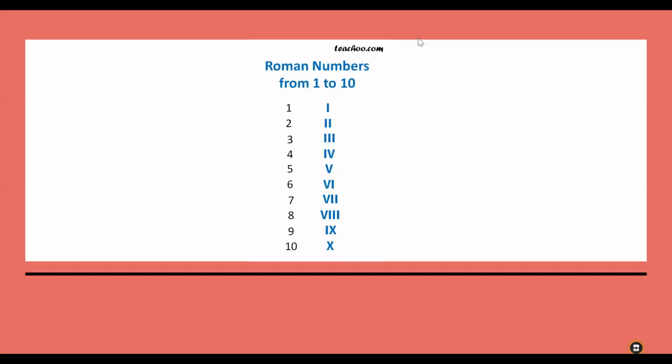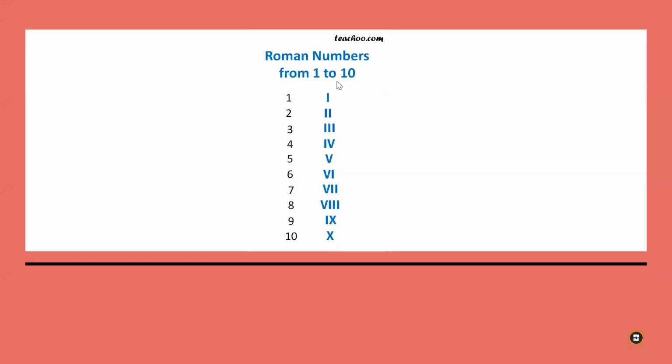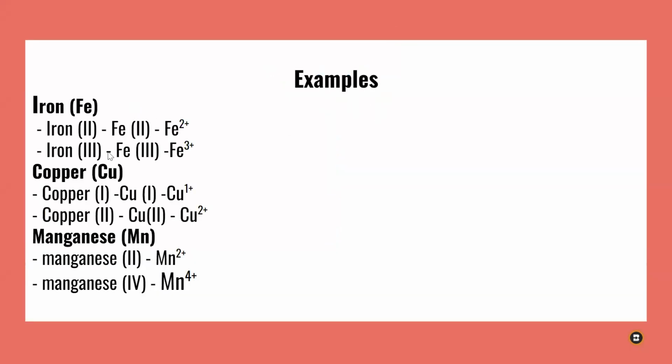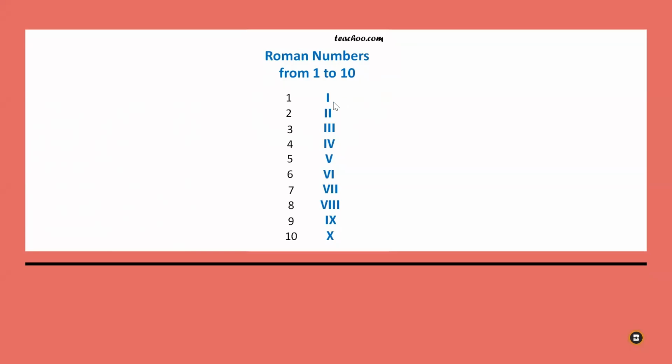Okay, so let's look at Roman numerals. When we write a compound, we want to know the cation. We can look it up for main group elements only. Only for the main group elements can we predict the cations or anions. But with transition metals, we write it this way. Okay, it says iron 2 to remind you about Roman numerals. In case you don't know Roman numerals, here they are.